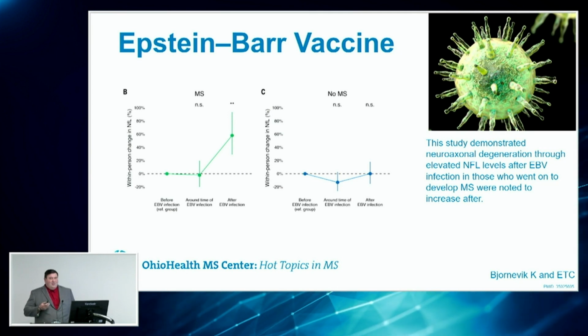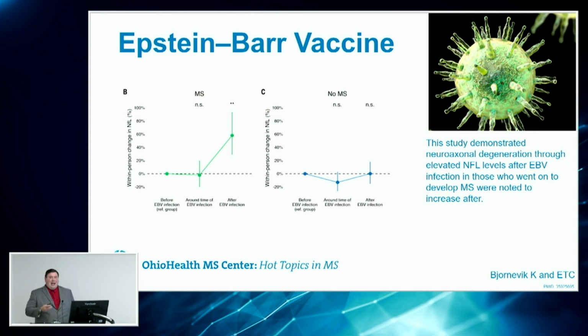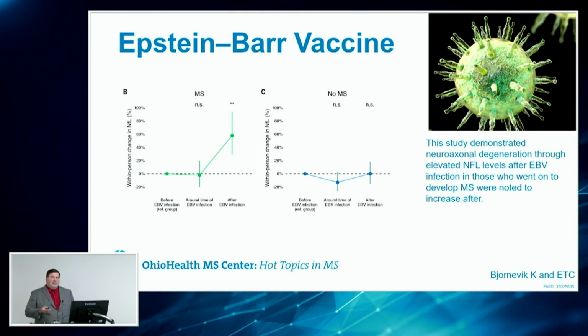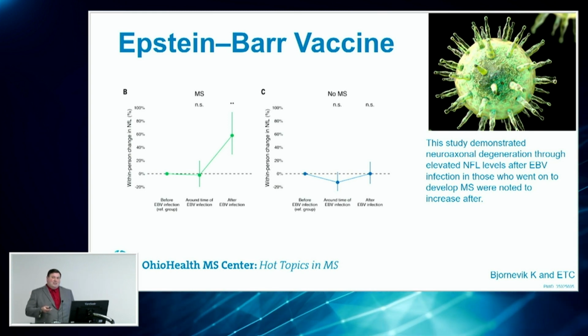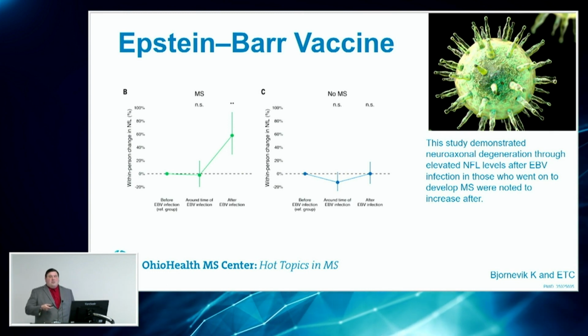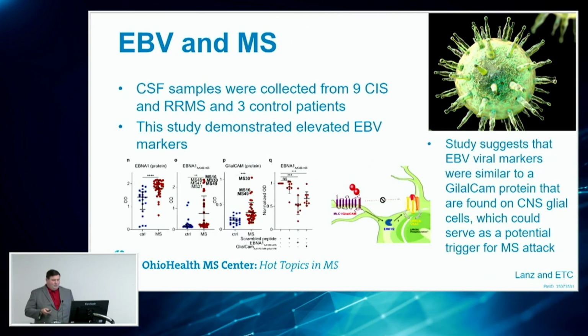And it looks like in individuals who seroconvert, sometime after they seroconvert, they actually will have an increase in their neurofilament light chain compared to those that don't, which would also suggest, along with one of the earliest studies, that after the infection the risk of MS goes up. This would further support that fact.